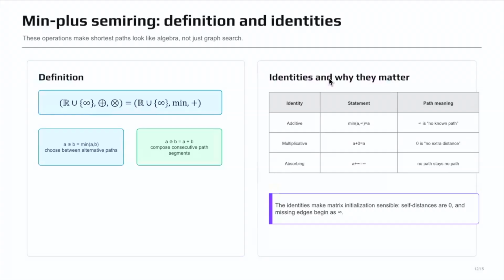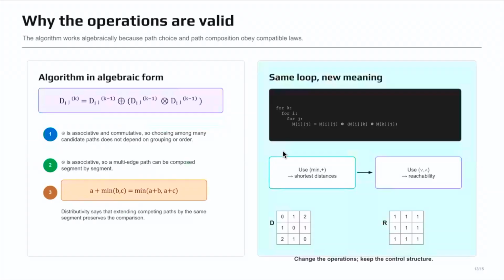So, in the min-plus semiring, the operation, which is this one, is minimum, and the operation, which is this one, is ordinary addition. Minimum represents choosing between alternative paths, and addition represents joining consecutive path segments. And for the identity, infinity is the identity for path choice, and 0 is the identity for path composition. So the semiring law justifies combining paths consistently.